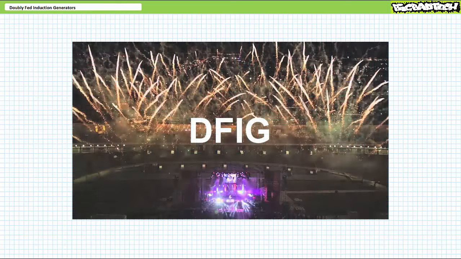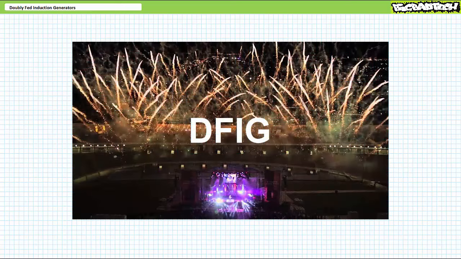All right, kiddos, this is it. If there is any lecture worthy of running out the biggest stadium in the biggest city and projecting on the biggest movie screen, accompanied by a pyrotechnics show worthy of a White Snake concert, this is it. Doubly fed induction generators. DFIG. The event of the year every aspiring technician wants to attend. If you reach this lecture with your sense of dignity still intact, you have indeed come a long, long way.